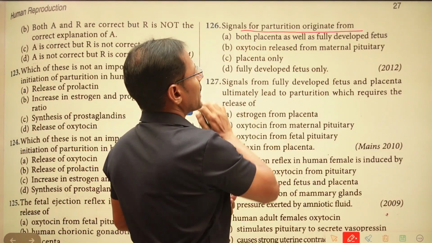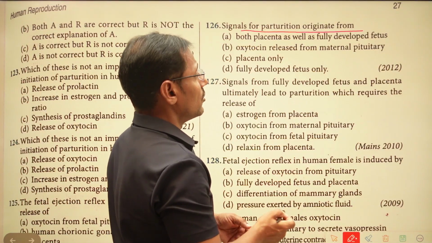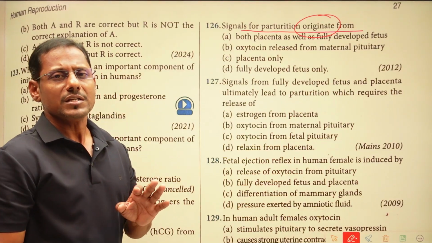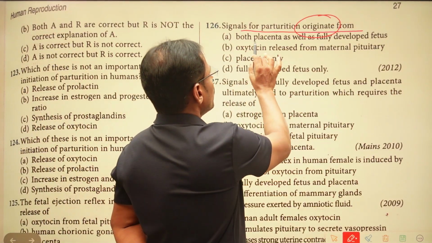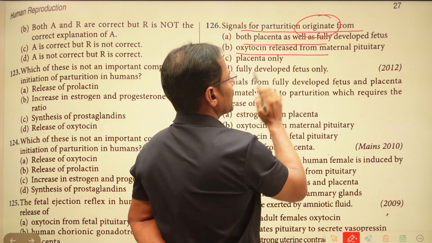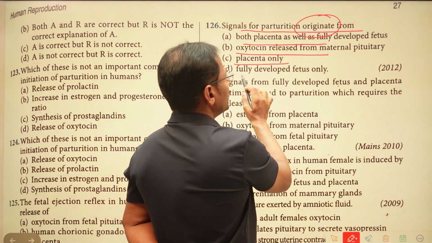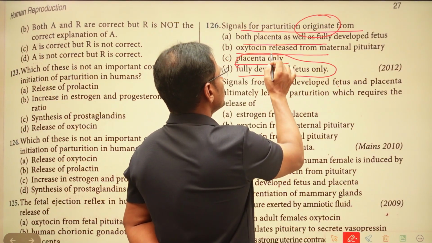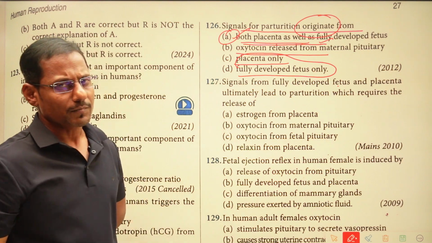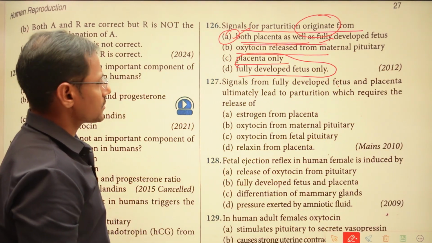So signals for parturition originate means, here initially, starting from both the placenta as well as the fully developed fetus. Oxytocin is released from the maternal pituitary, placenta only, fully developed fetus only here. So both the placenta as well as the fully developed fetus, this is very clearly given in your textbook. Okay, and then switch on to the next one.